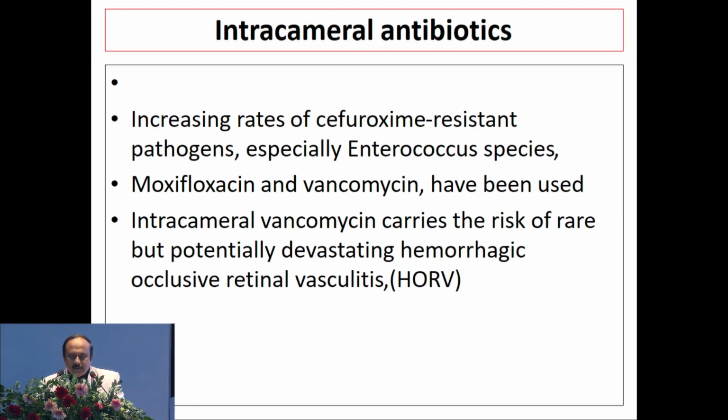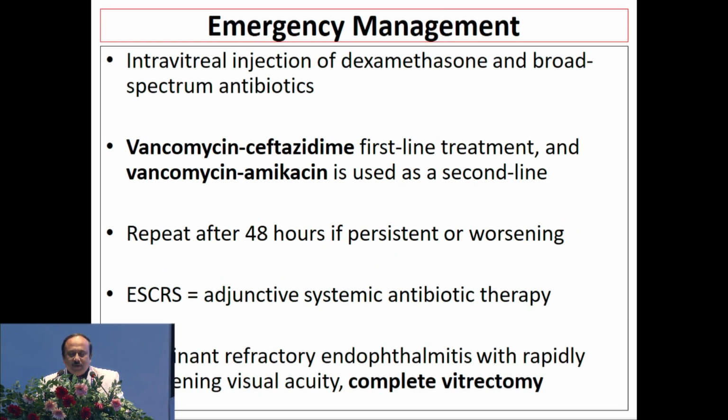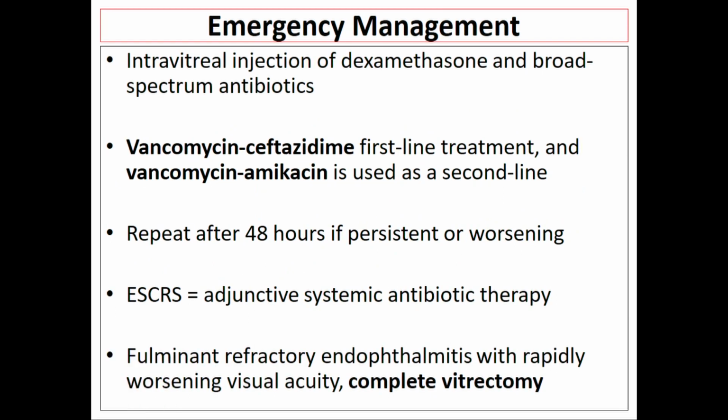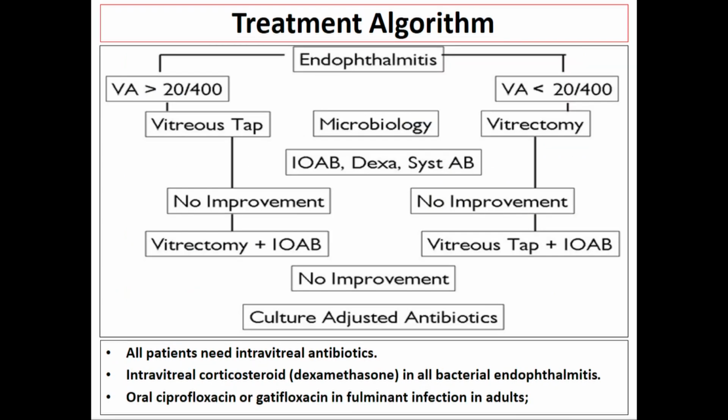Intracameral antibiotics may or may not be useful; there are controversies, and still it is better to use them in case of topical surgeries where subconjunctival antibiotics is not possible to give or should not be given. It should be considered an emergency, and management has to be started with intravitreal dexamethasone and broad spectrum antibiotic as soon as possible. Repeat injection is required if the condition remains persistent or there is worsening. In fulminant refractory endophthalmitis, early vitrectomy is advised.